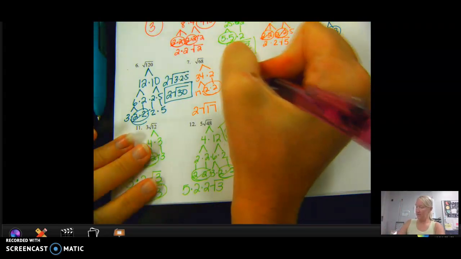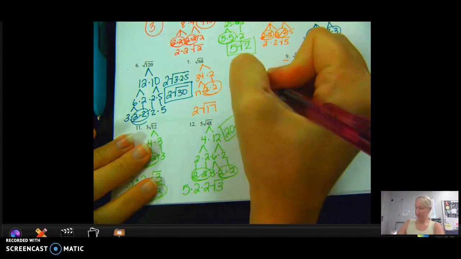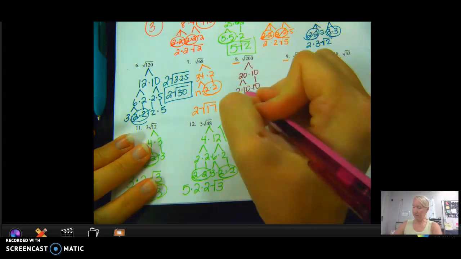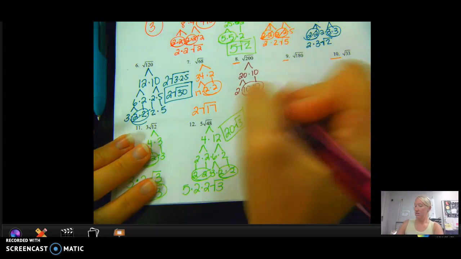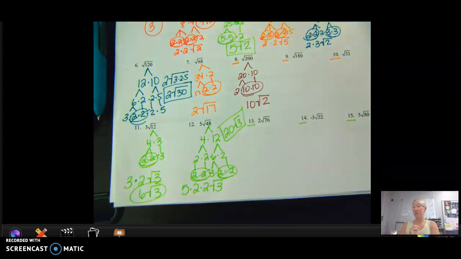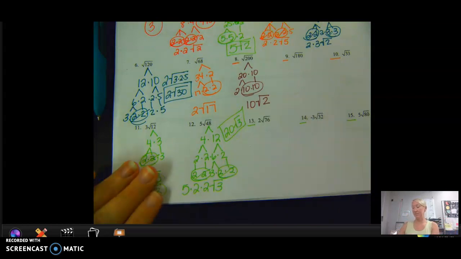200 is 20 times 10. This is 2 times 10. I'm actually going to bring down my 10 here also. The reason being is I have a pair, so I can take out that 10 and I have square root of 2. You probably broke down those 10s into 5 times 2 and 5 times 2. And then you saw that you could bring out a 5 and a 2, which just makes that 10.